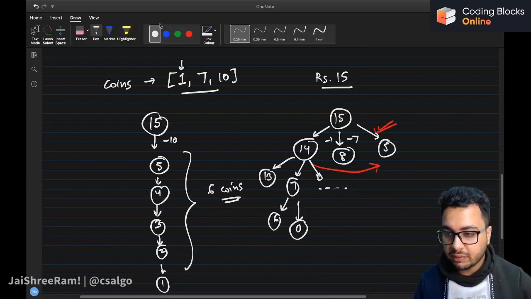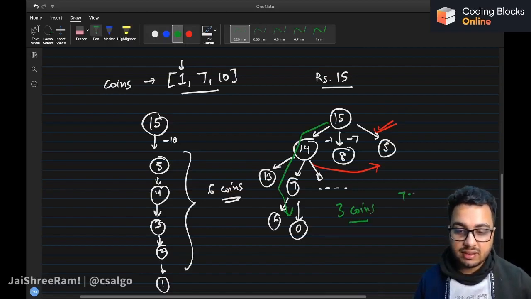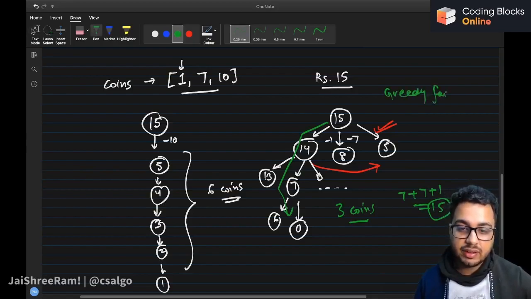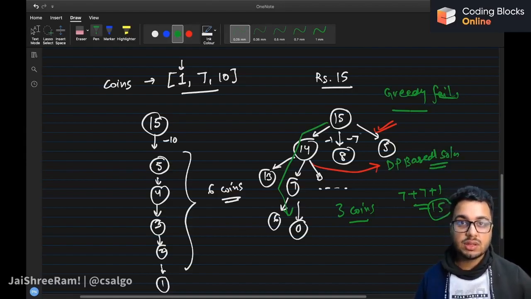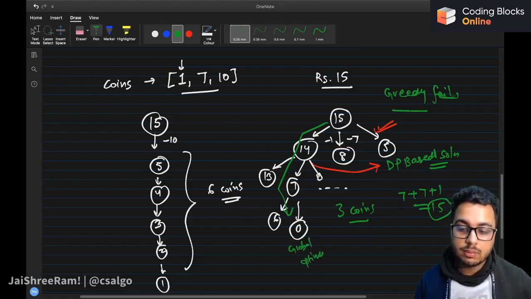Clearly if you look at this path, it just uses 3 coins, and that is 7 plus 7 plus 1, which is equal to 15. So this is an example where you will see the greedy strategy actually fails. Greedy fails, so you have to go with a DP based solution in this case. Here we can see that by choosing a local optimum, we don't end up at the global optimum. This branch is the globally optimum branch.